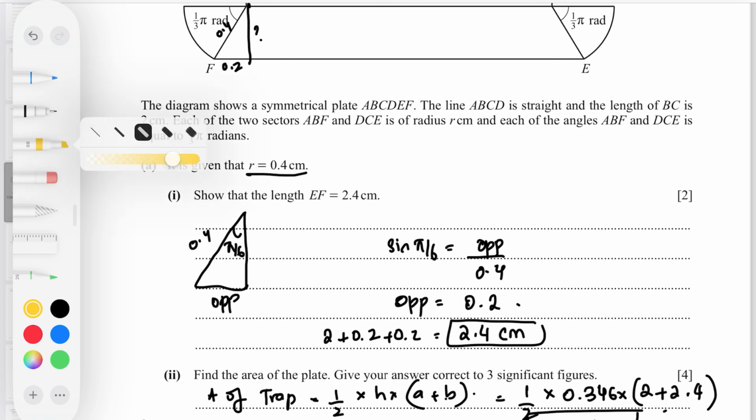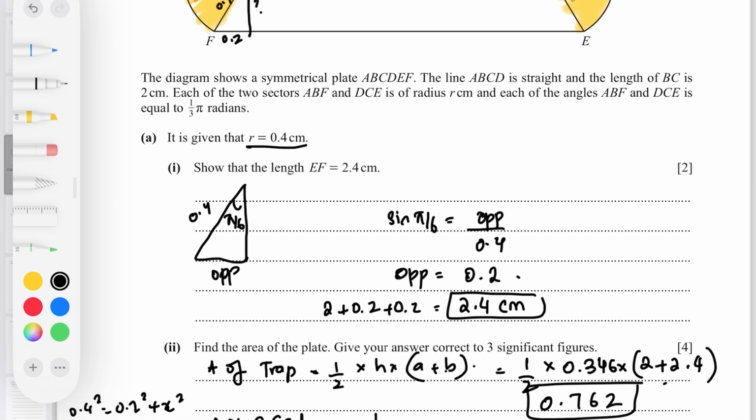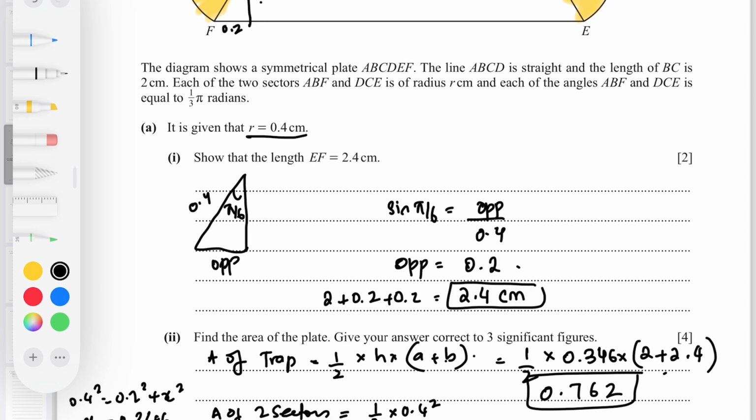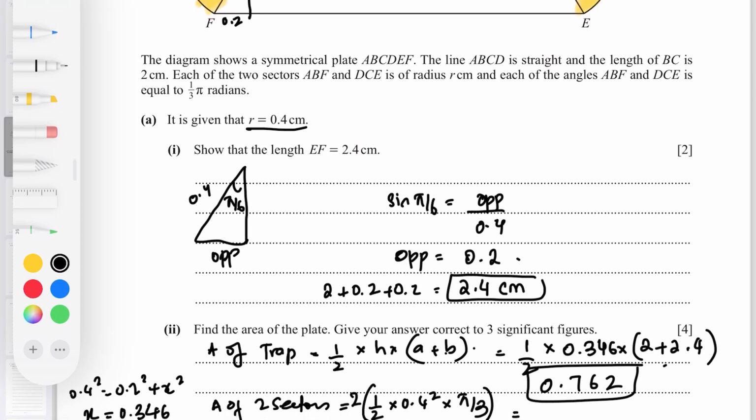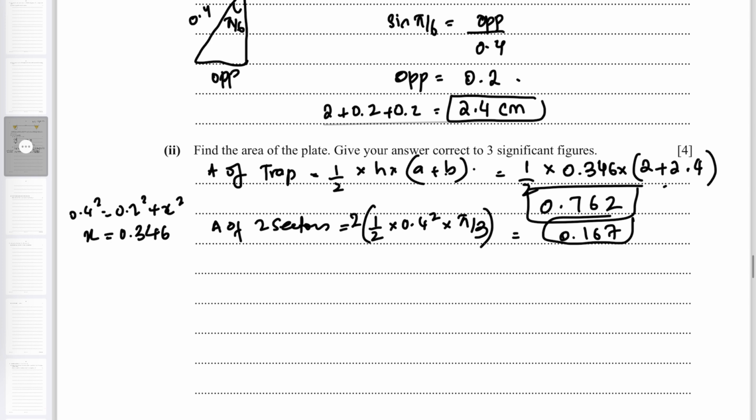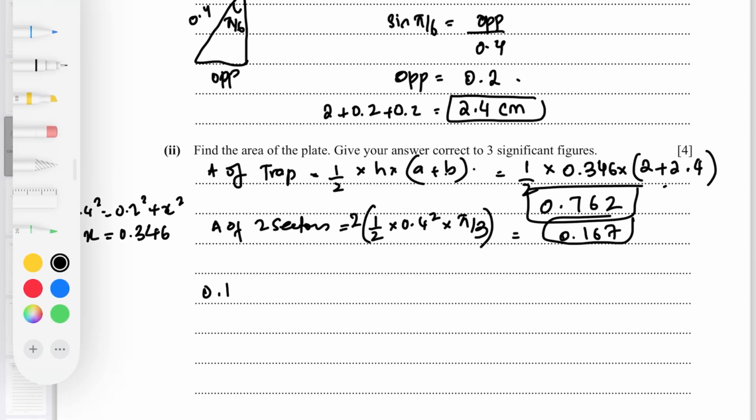Now we have two sectors. One is this sector and the other is this sector. How do we find the area of the sector? Area of a sector is half r square theta. Two sectors, so multiply this by 2. So the area of the sectors is 0.167. Now, for the total area, we add both the areas. 0.167 plus 0.762 gives me 0.93.